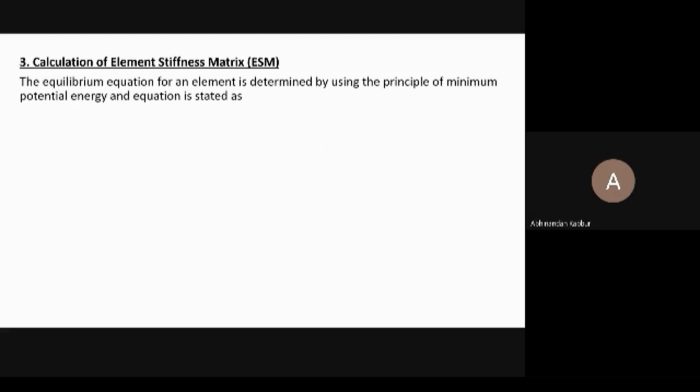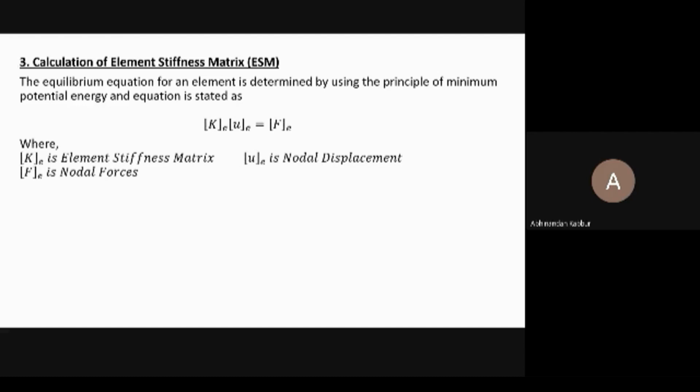Okay. The third step in FEM is to calculate the element stiffness matrix. As I divided the body into a number of elements, each element has its own stiffness matrix. So I have to calculate that stiffness matrix. How to calculate it? It is by using the principle of minimum potential energy, or directly you can use Hooke's law. This is the equation I obtained from Hooke's law. FEM always deals with the form of matrix. I'll tell you why.